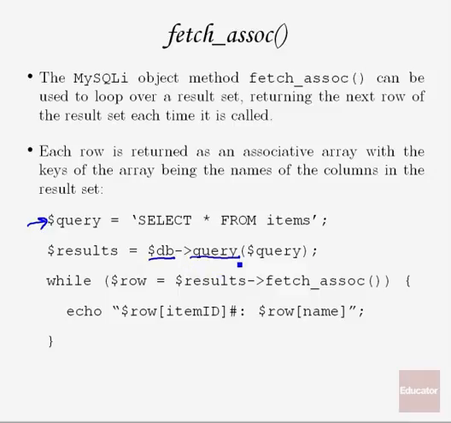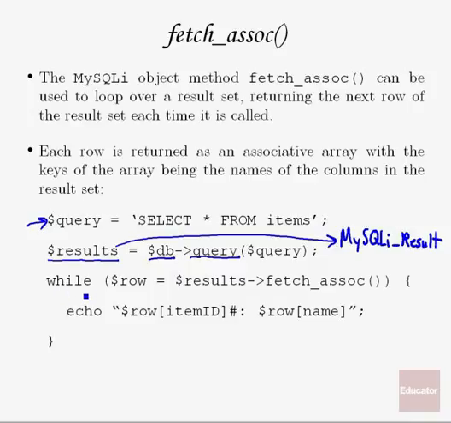We can run the query method on it, pass it this select query, and this time we're storing the results in a variable called results. Assuming the query is successful, results is going to be an object of the type MySQLi result. And as mentioned, that class has a method, fetch assoc, that allows us to fetch each row of the result set as an associative array.